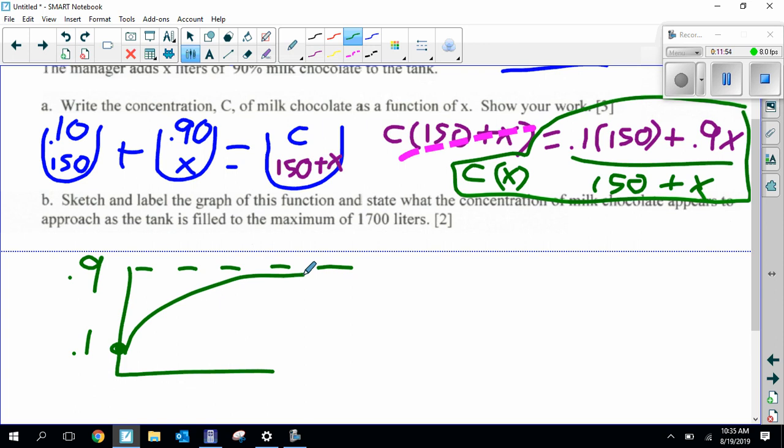And the fountain is going to be filled up when it has a total of 1,700 liters, but it started with 150 liters in it. So we got to subtract 150 from that, which means it will be full when we have added 1,550 liters. That's when it will be full. You can't add anything more than that.